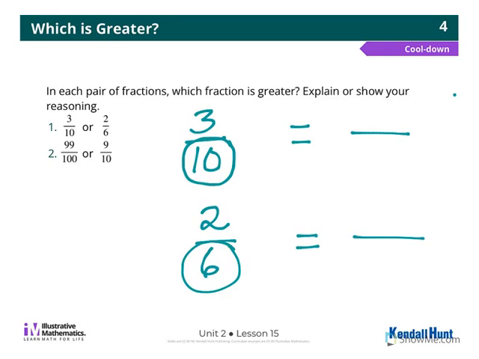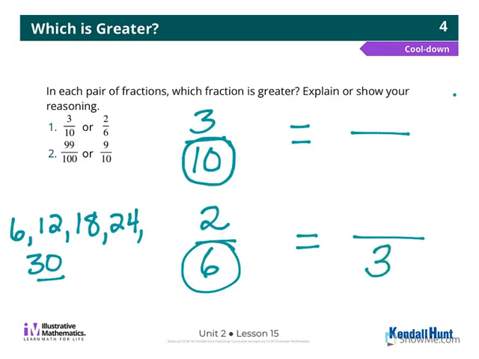Okay, well, I'm going to count by 6s until I get to a number that 10 goes into evenly. Let's see, 6, 12, 18, 24, 30. 30 ends in a 0, so I know 10 goes into it evenly. So I'm going to use 30.